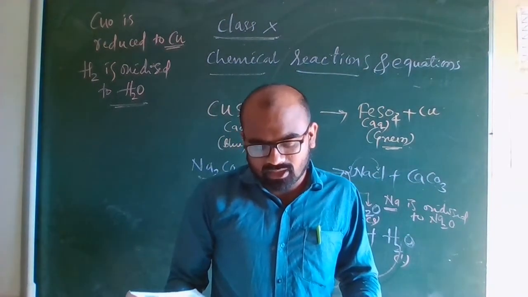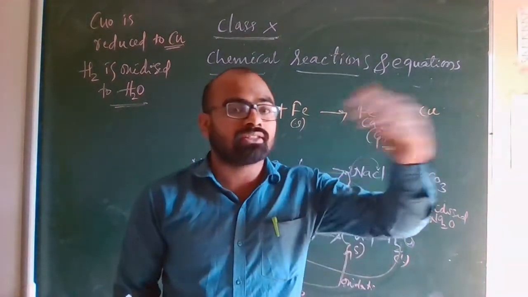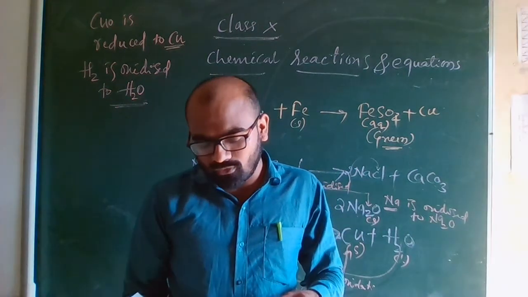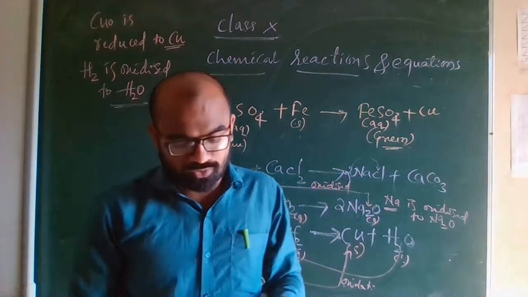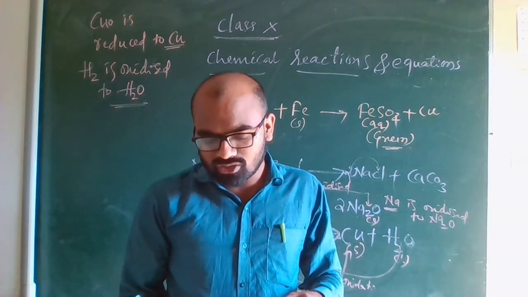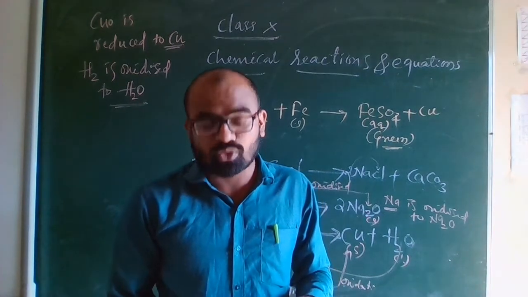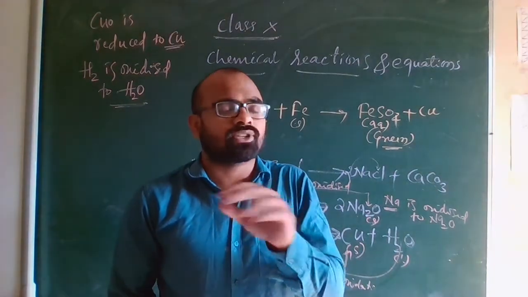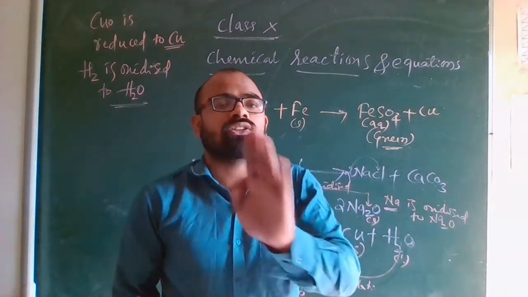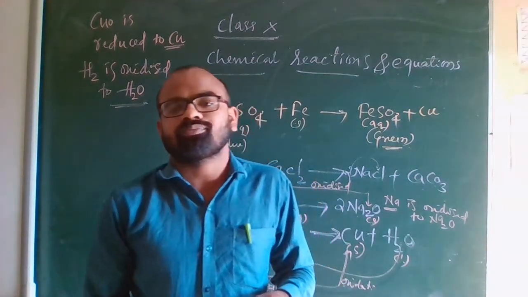When an element displaces another element from its compound, a displacement reaction occurs. Two different atoms or groups of atoms, that is, ions, are exchanged in a double displacement reaction. Precipitation occurs to produce insoluble salts. If the salt is soluble, precipitation will not occur. If it is an insoluble salt, it is the precipitate.